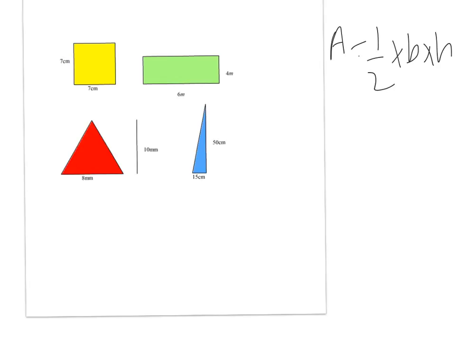Okay, cool. Second triangle, same formula, half the base times the height, but this time we've got a couple of different numbers. So we've got half of the base is 15, then we've got 50. Now this one you can use a calculator if you want, but probably the quickest way to do it is to do half of 50, which is 25. And then do 25 times 15, which is 375 centimetres squared.